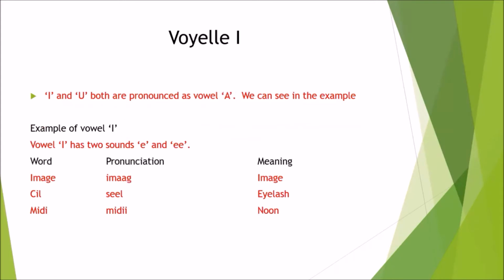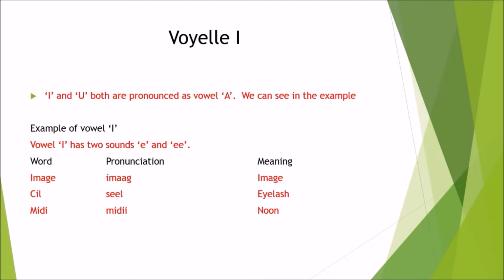Now, I and U both are pronounced as vowel A. So we can see in the examples. First example for vowel I is... the vowel I has 2 sounds also like vowel A. It has 2 sounds, E and E. First sound is E and the second sound is E.